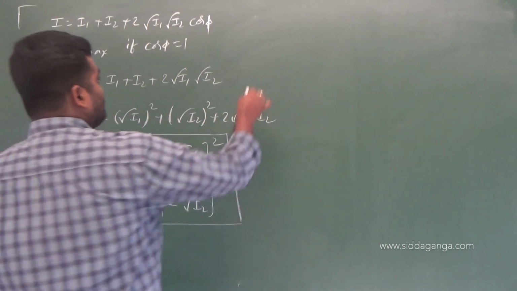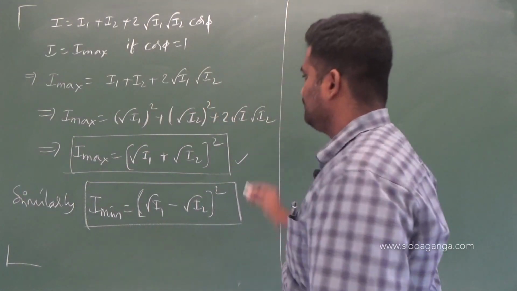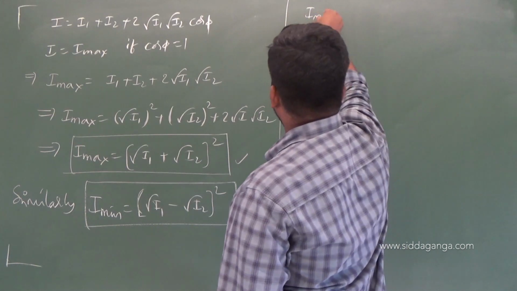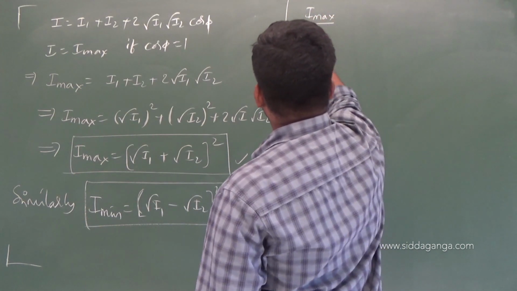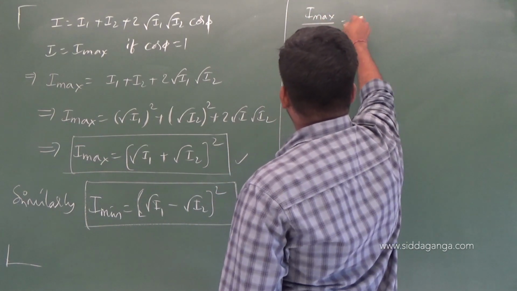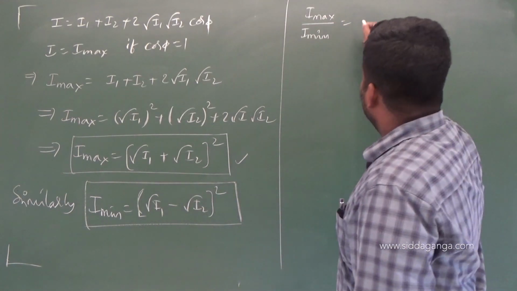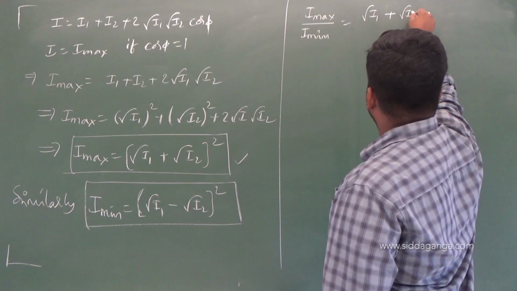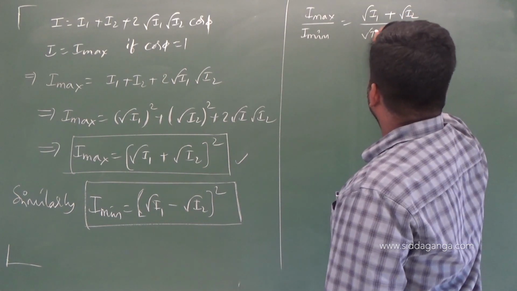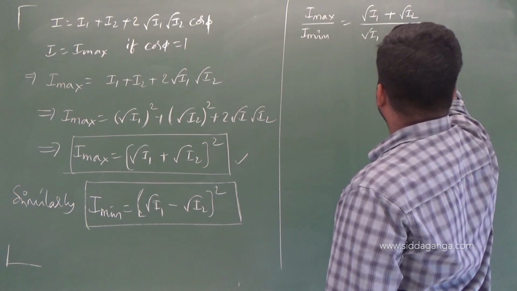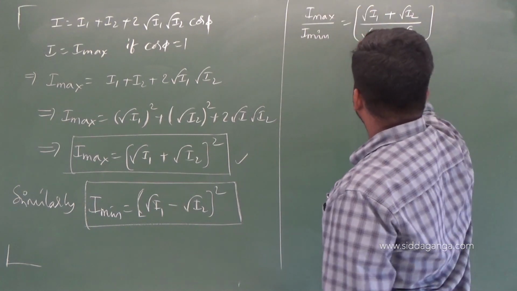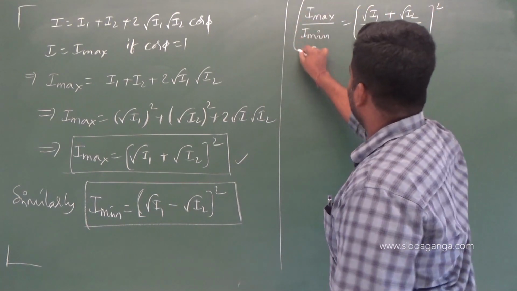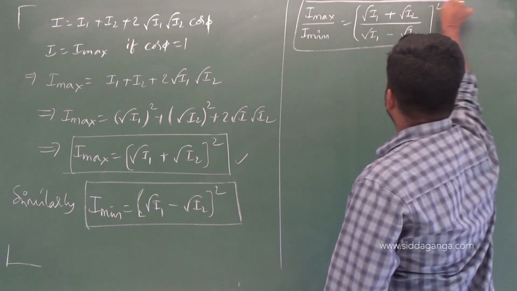I maximum by I minimum means what? Tell me. I maximum divided by I minimum equals root I1 plus root I2 divided by root I1 minus root I2, whole square. This is the formula for I maximum by I minimum.